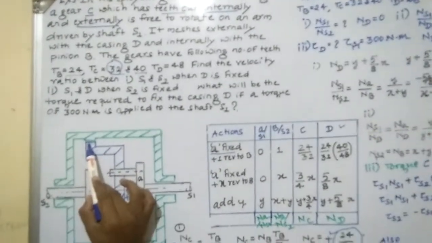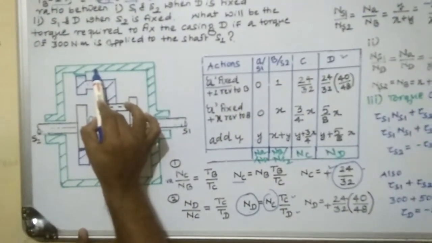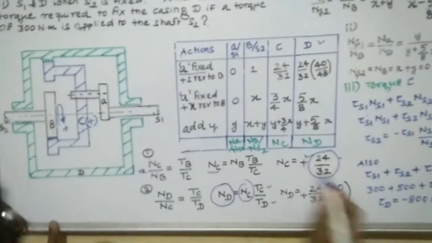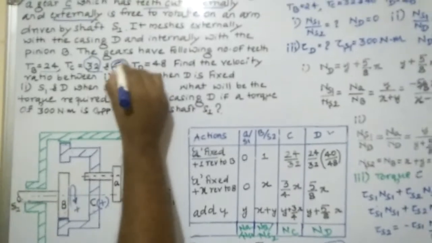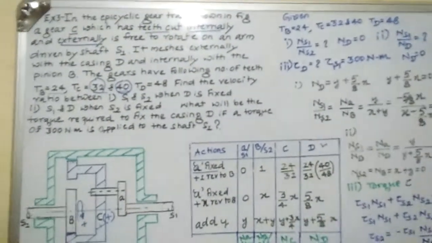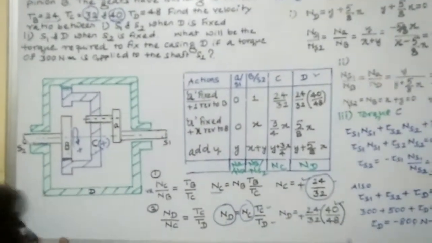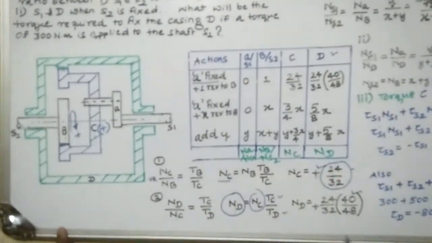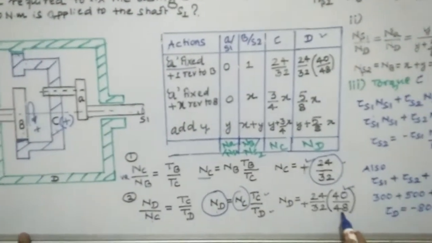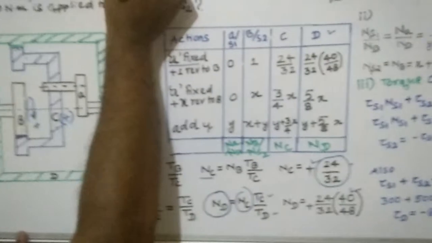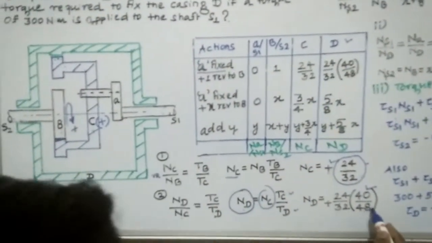For the C, it is having external teeth. D is having internal teeth. That's why you have to take it as the number of teeth. This is for the C. In this case, for the connection between the ND and NC, you have to take the number of teeth as 40. Then what is the number of teeth on TD? TD is given as 48.